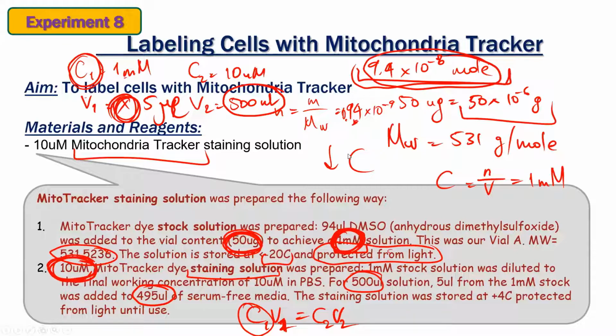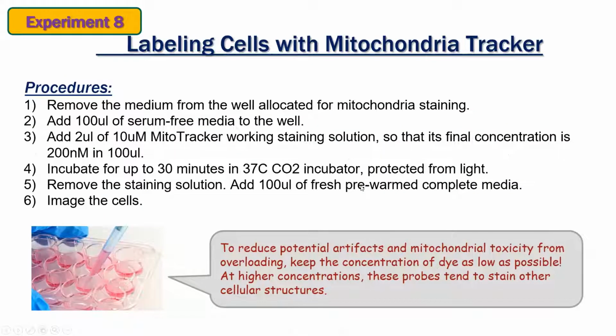Okay, so we have the procedure itself, the protocol. First of all, when we obtain our cells, we want to remove the medium because it contains the albumins and the waste products, which could also clump lots of fluorophores. So you want to remove everything from the well. And after you removed everything, you're going to add 100 microliters of the serum-free medium to the well, and then add 2 microliters of your staining solution.